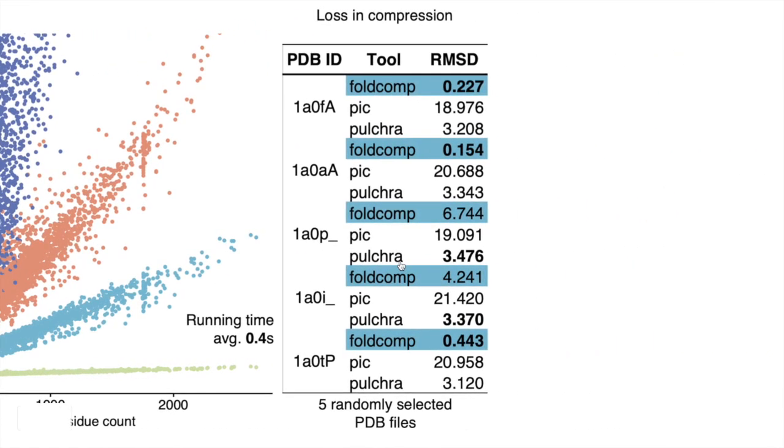We measured the loss of the algorithm with RMSD between the original structure and the reconstructed structure after decompression. From the result of 5 PDB structures, FoldComp achieved best RMSD in 3 cases and second best in 2 cases. In most cases, the RMSD was below 0.5 Angstrom, which shows that the loss of the algorithm is much less than the experimental error.